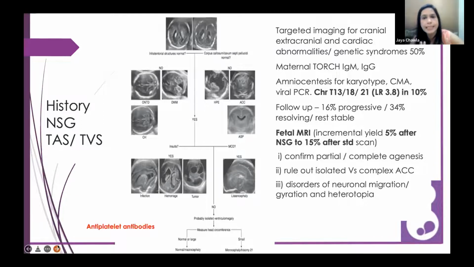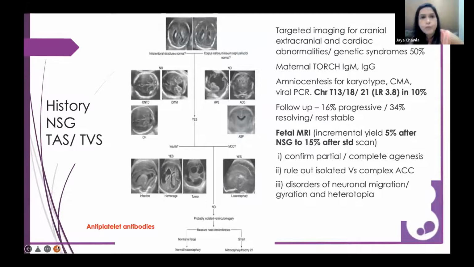Having talked about the maternal TORCH profile, we also have to look at the genetic aberrations which are associated with ventriculomegaly, as we have already discussed. So we have to perform an amniocentesis and offer a QF-PCR for the common 5 chromosomes, followed by a chromosomal microarray, which is the current recommendation by the ACOG as well as the Society for Maternal-Fetal Medicine. So we delve into that deeper, and the association is to the tune of 10% or so.